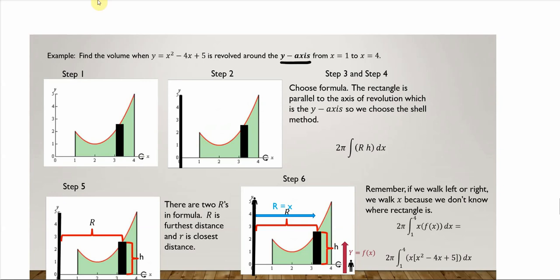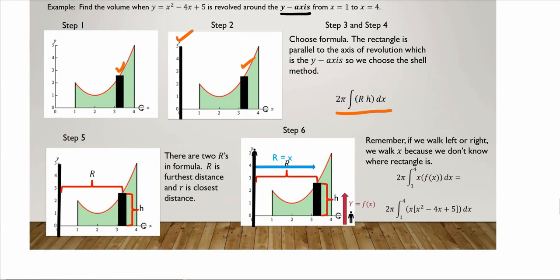Step 1, draw the rectangle. Step 2, highlight the axis of revolution. Done. Now, what do you notice about the 2? They're parallel. And that double L is going to tell me that it's the shell. And the shell is going to be 2 pi RH. Now, what is the definition of R? R is going to be from step 1 to step 2.